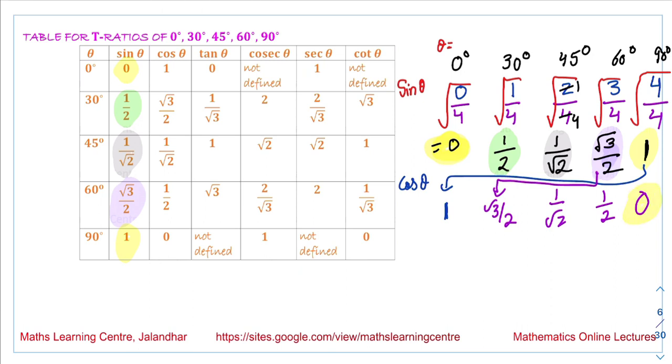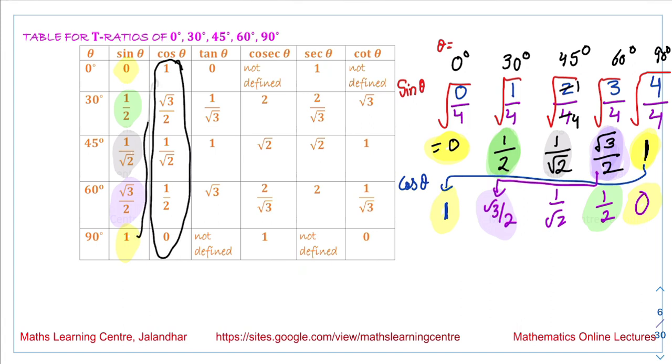The next value we have, it is 1 by root 2, we have written 1 by root 2 over here. Next value is 1 by 2, then next is 1 by root 2. Next we are saying it is root 3 by 2, we have written root 3 by 2. And next it is 1. So we have written this 1 over here. So we have just reversed the order of all these numbers and we will obtain this second column.